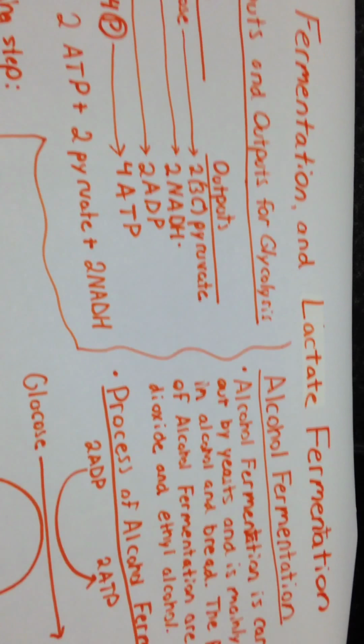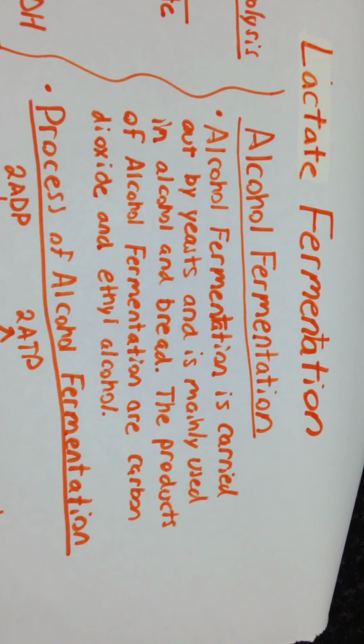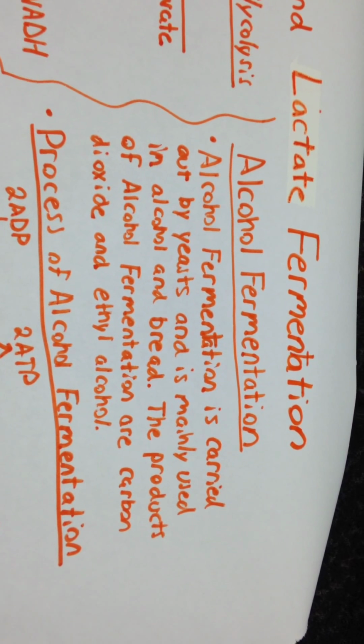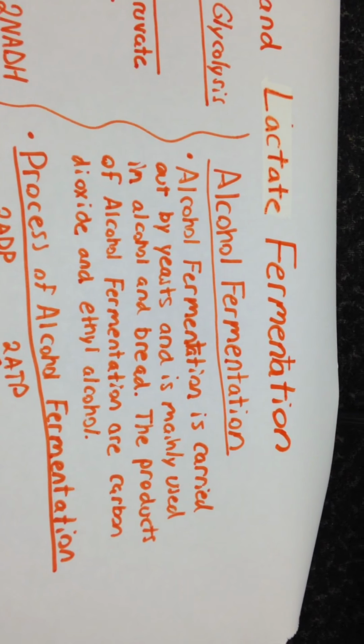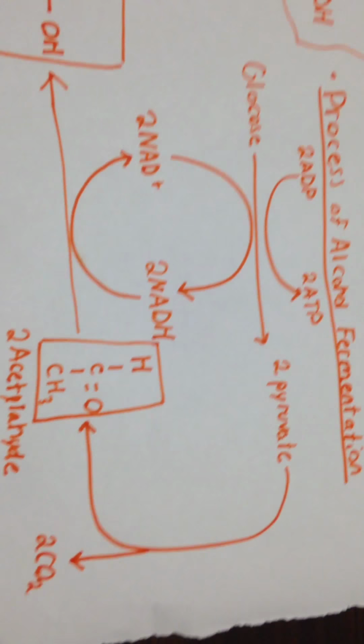Alright, now we'll move on to alcohol fermentation. Basically it's carried out by yeast, and it's mainly used in alcohol and bread. The products of alcohol fermentation are carbon dioxide and ethyl alcohol. And I'll show you the process now.